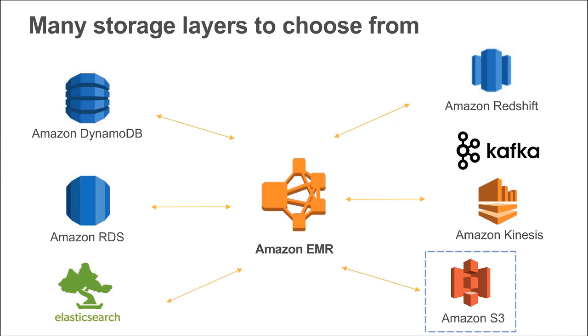And there are many storage layers to choose from. It's not just HDFS or S3. EMR can actually talk to every single one of these layers you see on the screen here. So you can talk to DynamoDB, RDS, Elasticsearch, Redshift, Kafka, Kinesis. Every single one of these storage layers has a place within a big data architecture, and it's really important that you consider them. For instance, S3 may not be the appropriate choice when something such as RDS may be a better fit for your use case.